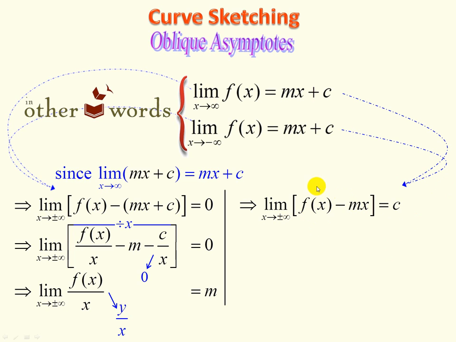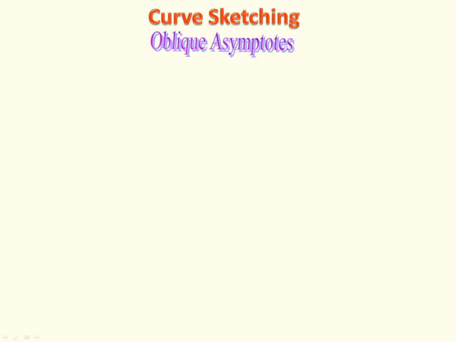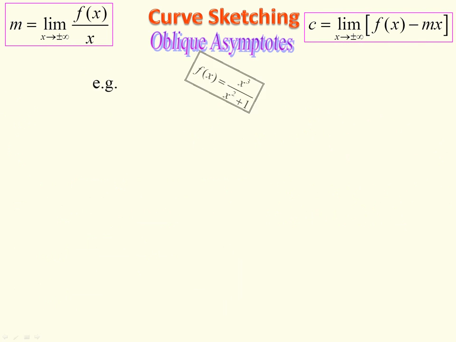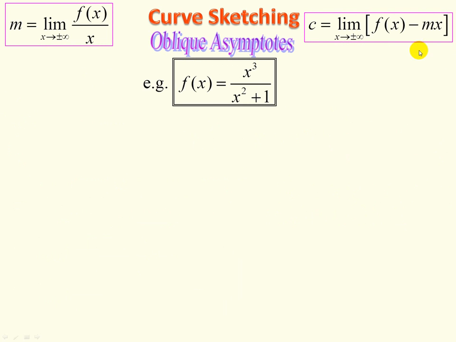How do we remember this? Well, we're looking for the limit as x tends to infinity of f of x, which is mx plus c because it's the oblique asymptote. Take mx away from mx plus c, and we end up with c. Let's do a couple of examples. Here are the formulae for now, but you need to memorize them.